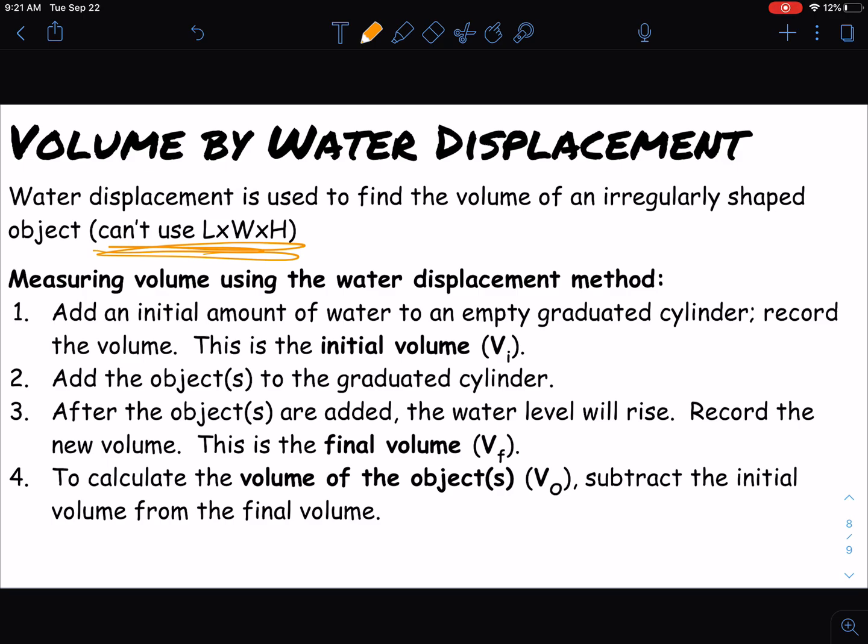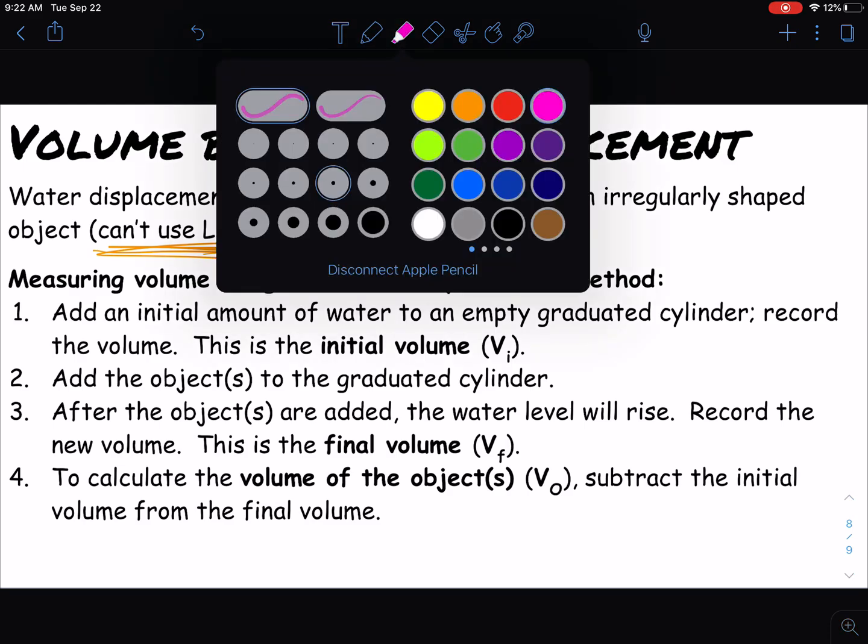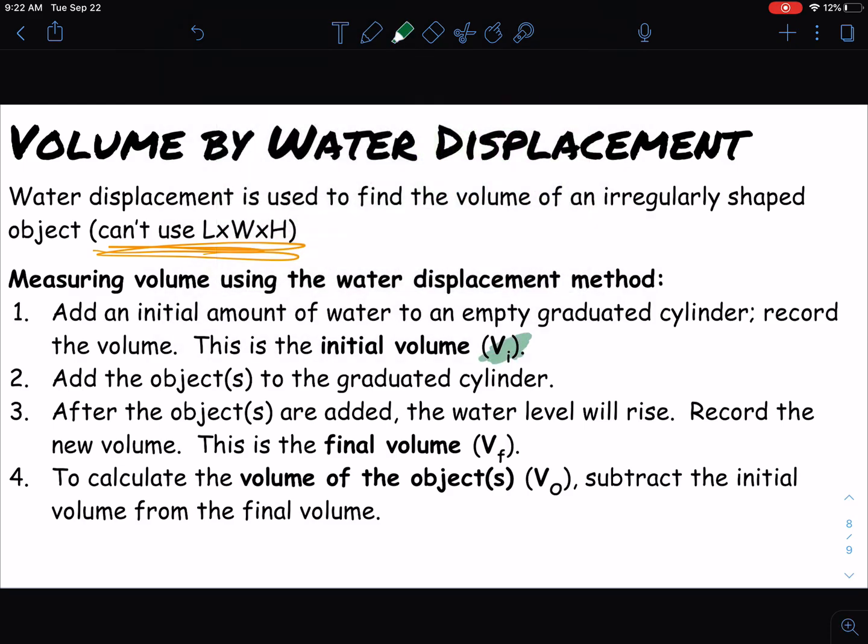With water displacement, what you have to do is pour some liquid into a graduated cylinder. Usually it's water, so pour some water into a graduated cylinder and read that volume. When there's nothing in there but water, that's your initial volume. So let's go green for beginning. Green means go. Green is initial. So initial volume, that's where you started. That has nothing in there other than the liquid.